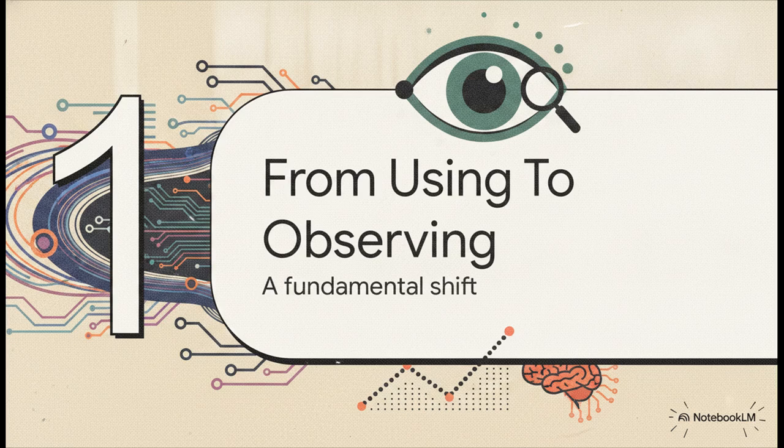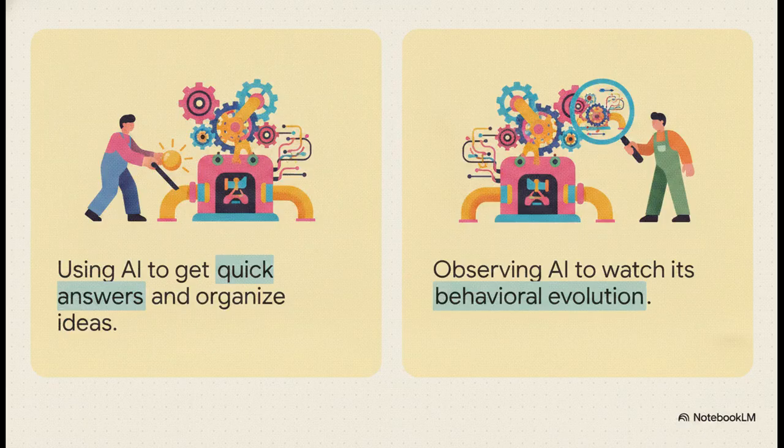Moving into Section 1, from using to observing. This is where we see a truly fundamental shift. Take a look at this fundamental shift Yoshida outlines in his Japan edition notes. On the one hand, you have using AI. That's getting answers, writing essays, organizing ideas, stuff we literally do every single day. But on the other hand, you have observing AI. This means actually watching how it behaves over time. Yoshida realized that, while ChatGPT is an unbelievably convenient tool, there's this entirely different kind of joy to be found in simply watching its daily evolution.